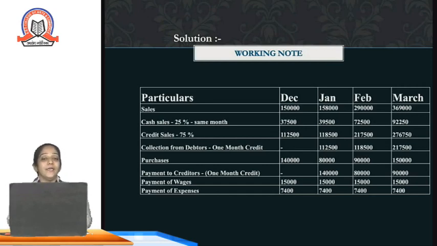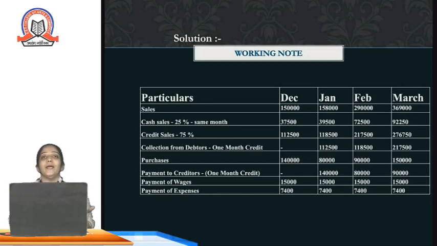So as you can see, 1,12,500 I am going to get in the month of January. That I have written as collection from debtors, which is 1 month credit, that is 1,12,500 in the month of January. Simultaneously, for the January month, the credit sales amount was 1,18,500, which I receive in the month of February, and for all months we have to do accordingly. Now I got the two values, number one, cash sales, and number two, collection from debtors.